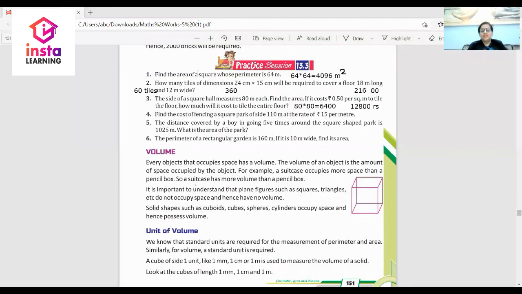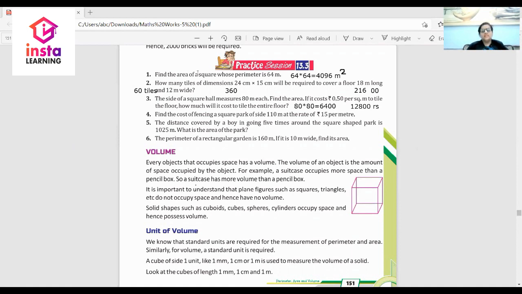Now students, exercise 13.3 is all about finding the square area. So for area, you have to do multiplication side into side. 64 is the side. You have to multiply it again with 64. Then 64 meter into 64 meter is 4096 meter square.